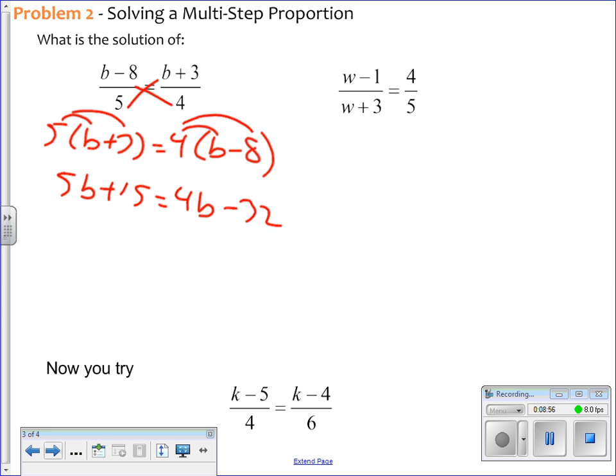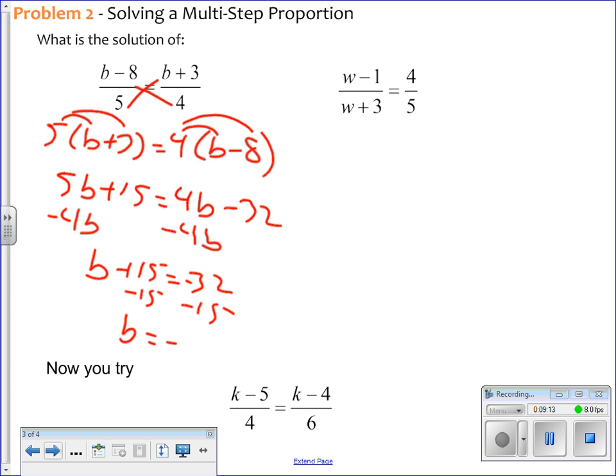Looks nasty, but trust me, this will actually work out really easy. Subtract 4b from both sides. And you get b plus 15 equals negative 32. Subtract 15. B equals negative 47. Okay. Trust me, it works. It's just kind of a pain. Yes, ma'am, what's your question?